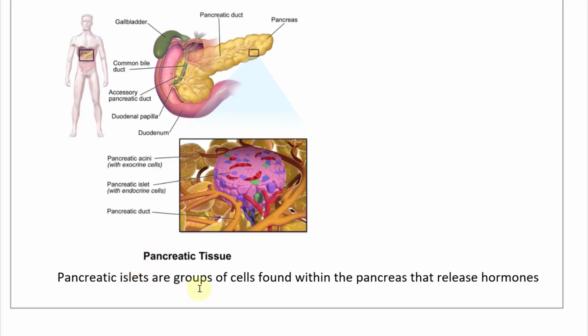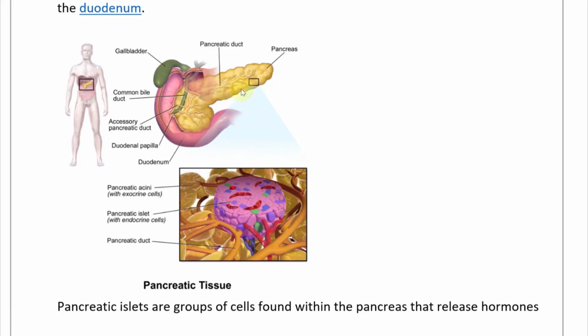So pancreatic islets are groups of cells found in the pancreas that release hormones. And here is pancreatic tissue right here. So this is a zooming in of the pancreas right here. And if you zoom in, you have right here, these pancreatic acini. These have the exocrine cells. It's released outside, and then these are pancreatic islets with endocrine cells inside here. And these are inside this little zooming in right here. So this part right here.